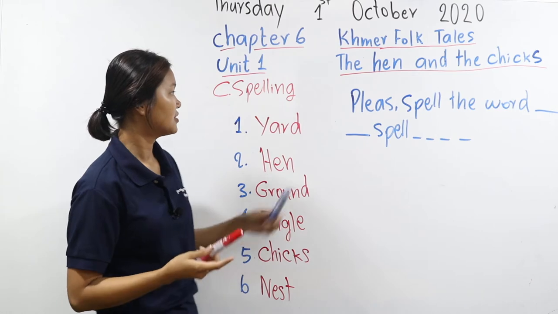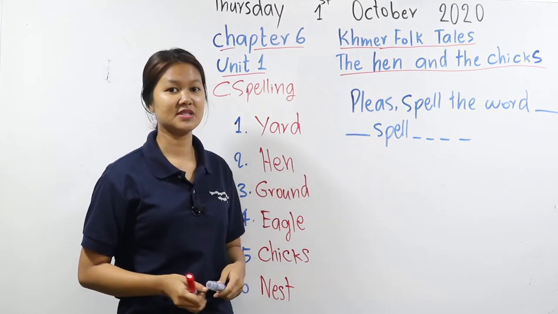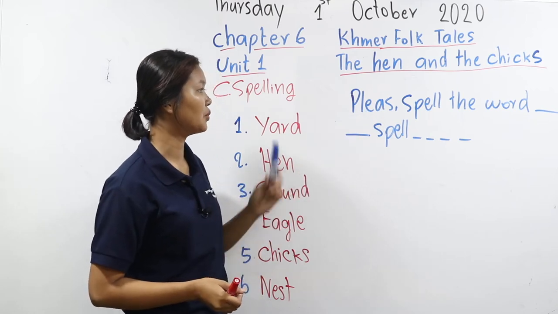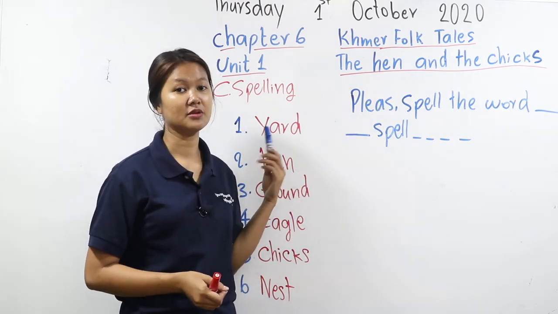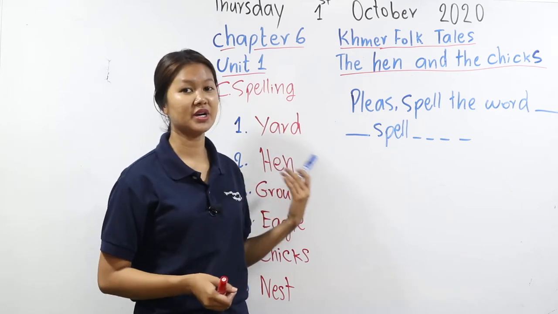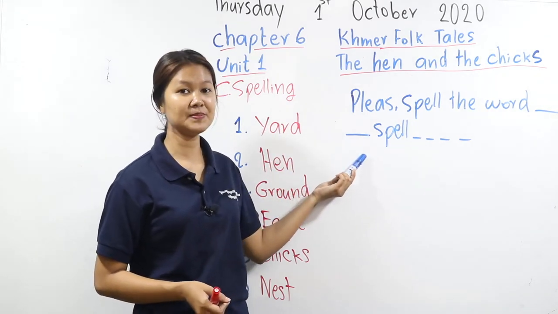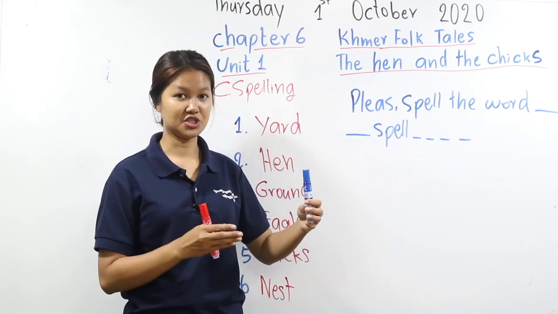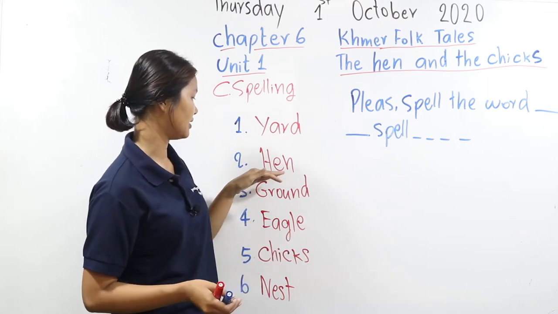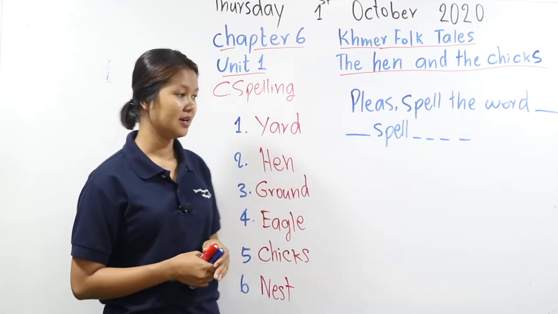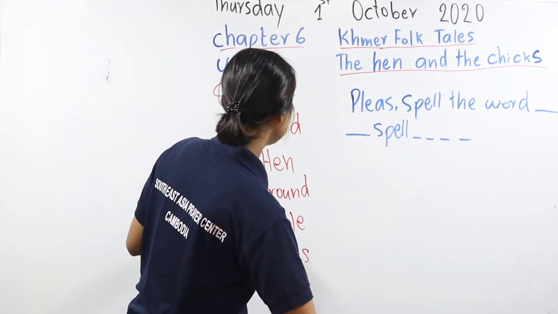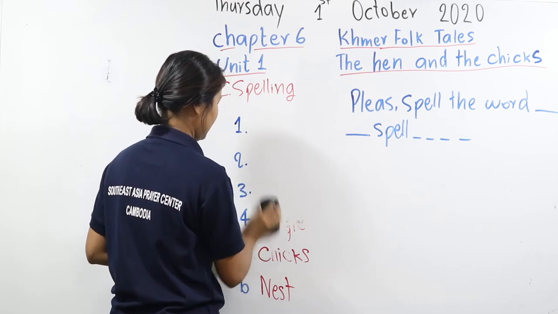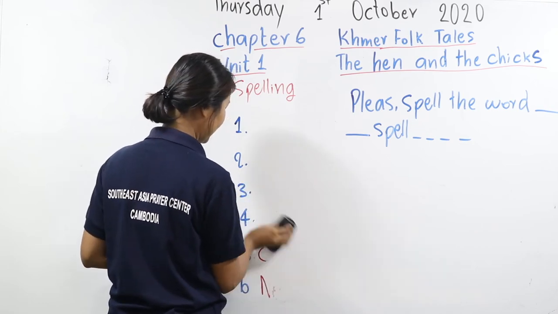All right, so for example, if you want someone to spell the word for you, you can say this. Please spell the word, for example, hen. Please spell the word hen. And then you will say that word again. Hen, spell. And then you will say it in each letter, for example, like this. H-E-N. Okay? So I'll erase these words, and we'll do spelling.